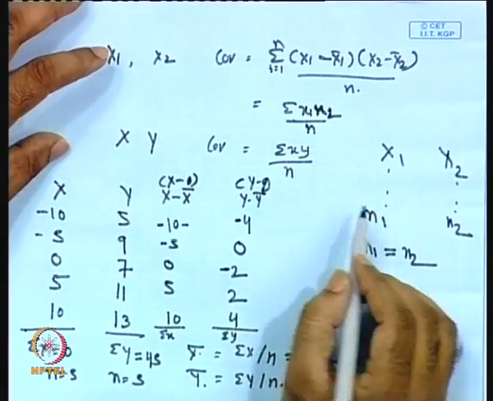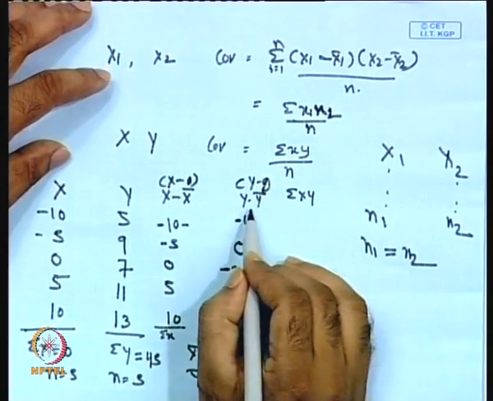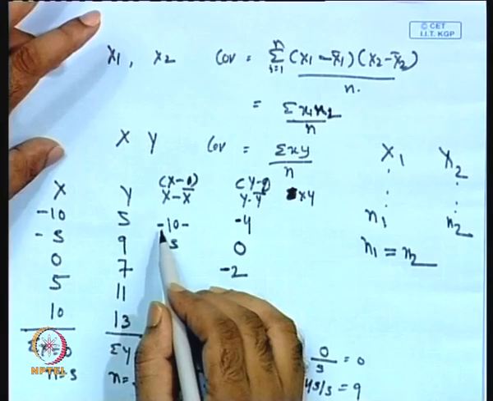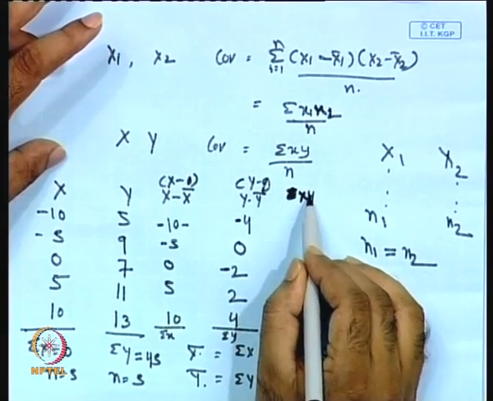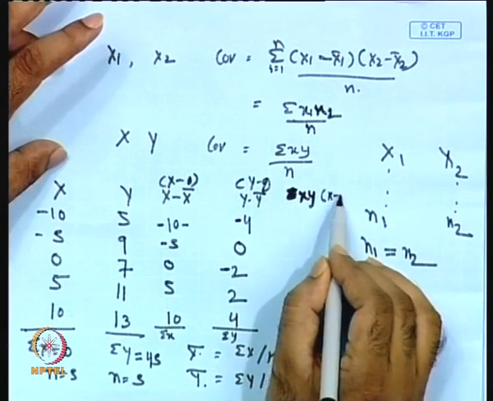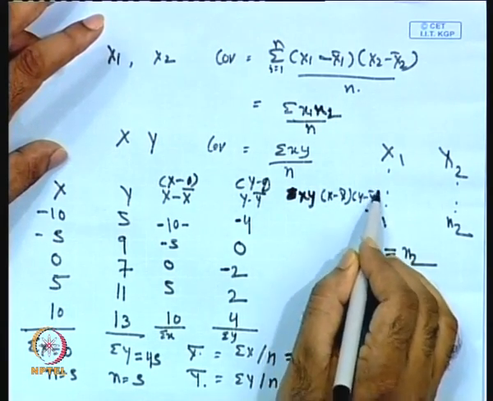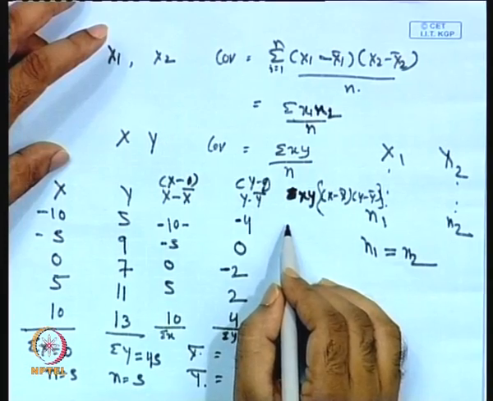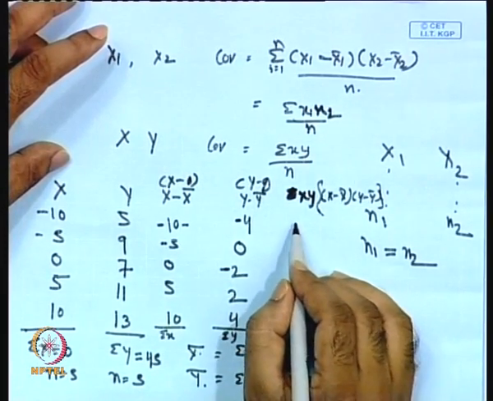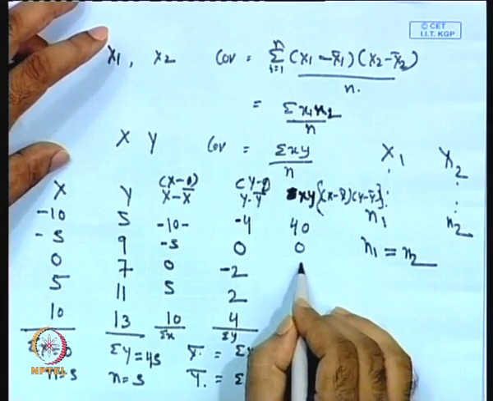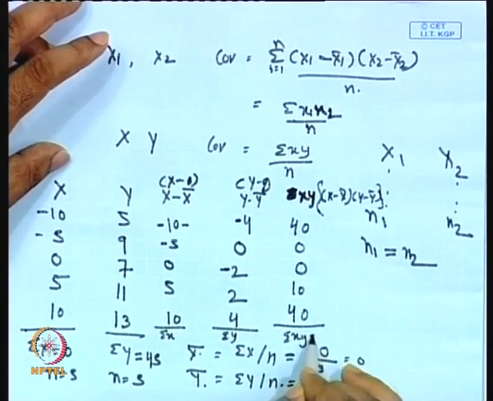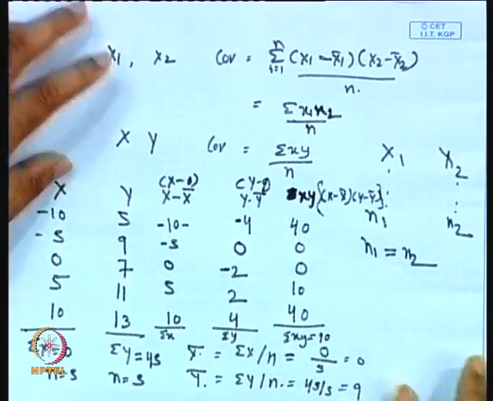Now we need to have summation xy, x into y. Here small xy is nothing but x minus x bar into y minus y bar. So, xy is minus 10 into minus 4, so it is 40, then this is 0, this is 0, this is 10, this is 40. So, the sum of xy is equal to simply 90. Now I will summarize it.